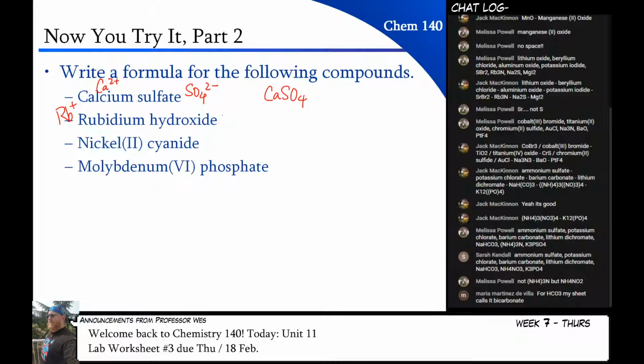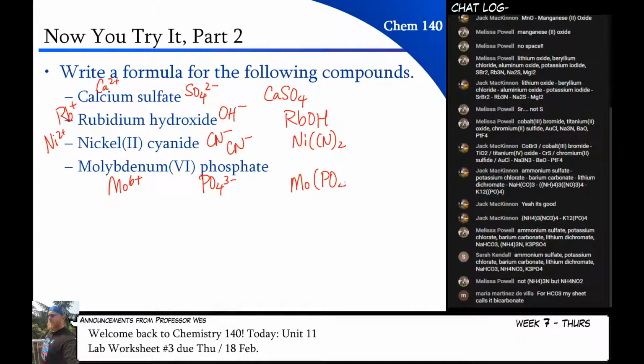Here's rubidium and hydroxide, so we'll just put those together to balance out their charges. Nickel(II) is Ni2+, cyanide is CN-. So I've got to put 2 of those because I need a second one of these to balance out the charge. And then molybdenum(VI) would be that. Phosphate would be that. So molybdenum(VI) phosphate would be this.